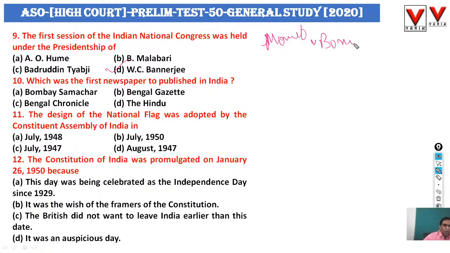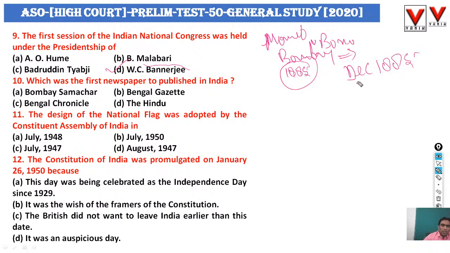At that time Bombay, under the chairmanship of W.C. Banerjee, it was held in Tejpal Sanskrit Vidyalaya. The president of that first session of Indian Congress was W.C. Banerjee. It was December 1885. So that was held under the presidency of W.C. Banerjee, and it was held in Mumbai, at Tejpal Sanskrit Vidyalaya.